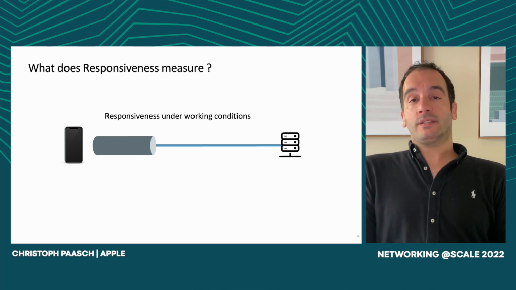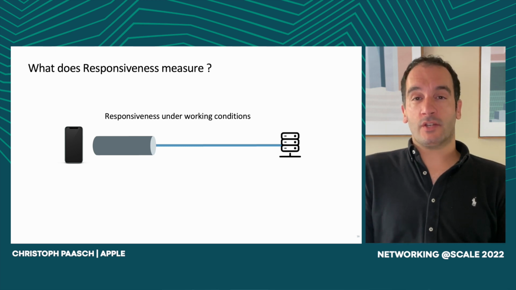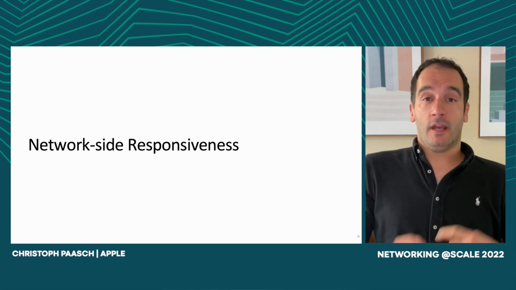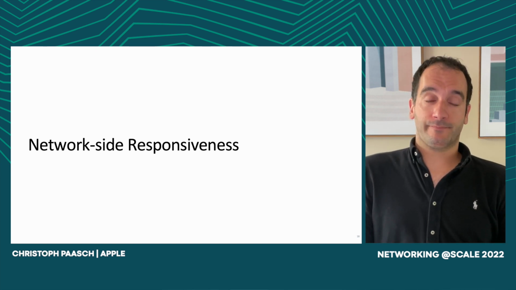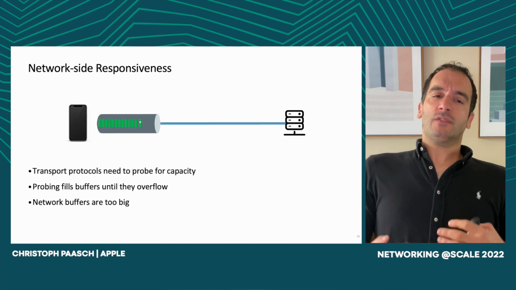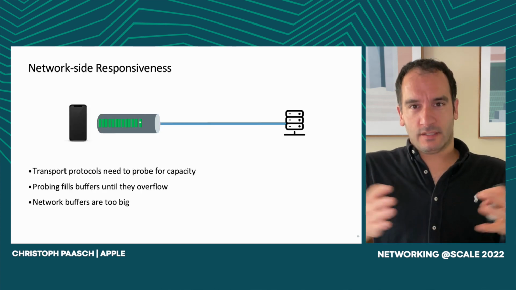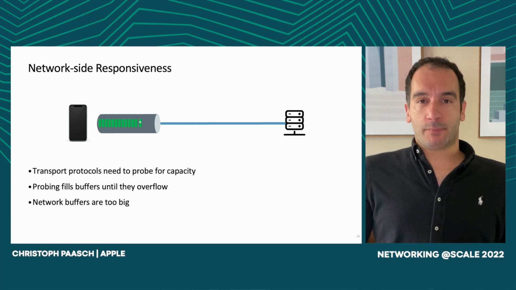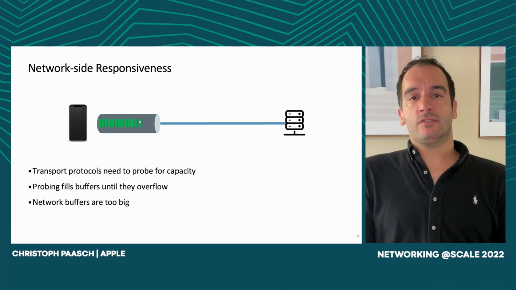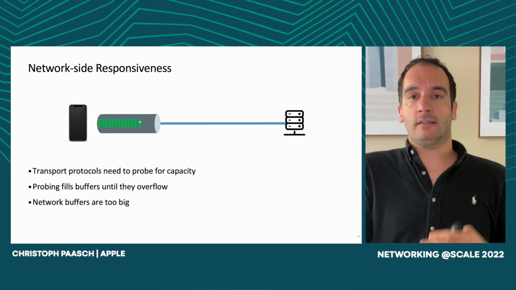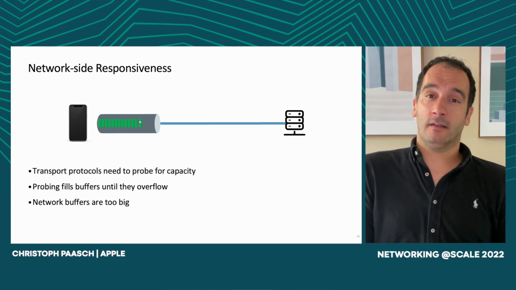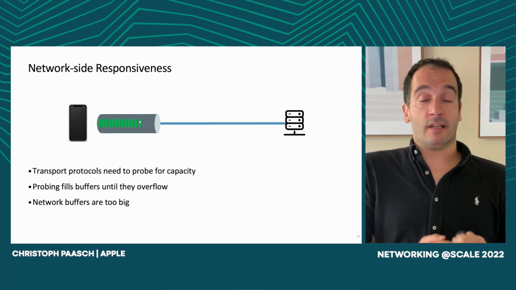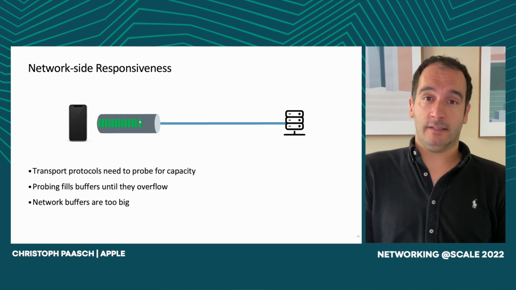So now that we understand what responsiveness measures, we can dive into network-side responsiveness and what can be done to improve it. So first, why do we have this standing buffer of data building up? Every transport protocol on the internet tries to transmit data at the capacity of the bottleneck link. But as it is an end-to-end protocol, the transport protocol doesn't know what the bottleneck capacity is.